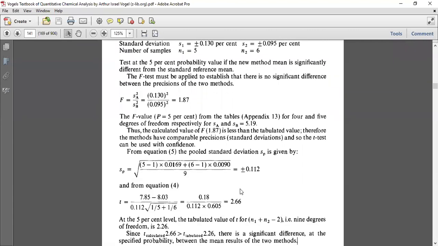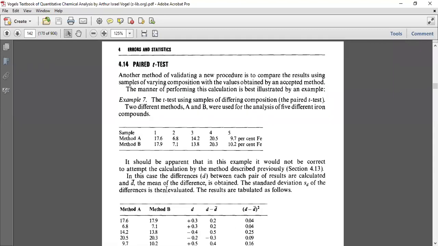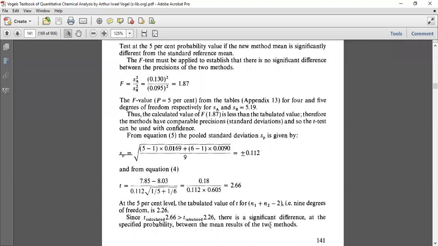So what is the takeaway from this problem? You have to first check whether the methods are comparable in precision or not. Then you will apply the F value. If the F value result is less as compared to the standard, then blindly you can go for the T value, or the T test. And to apply this T test formula, we require pooled standard deviation. Then we have calculated pooled standard deviation and then substituted it in this formula, and then we have written the result over here.